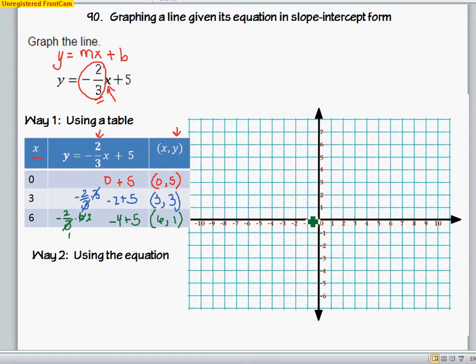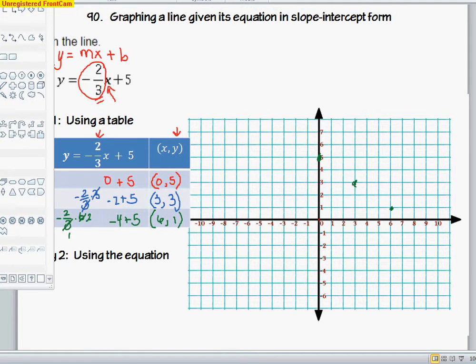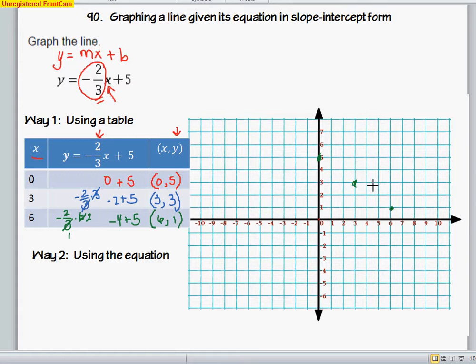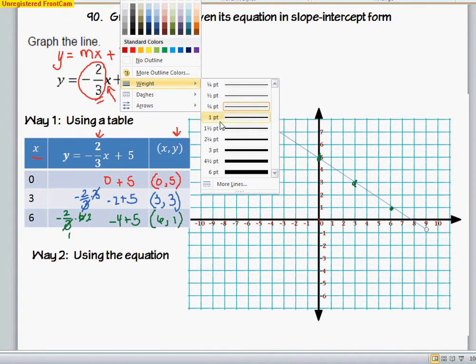Now I take these coordinates over here and I plot them. The first one is 0, 5. So my first point would be up here at 0, 5. Then I have 3, 3. And then I have 6, 1. And then I'm going to draw a straight line and attach those 3. That was pretty good. Okay, so there is actually my line.